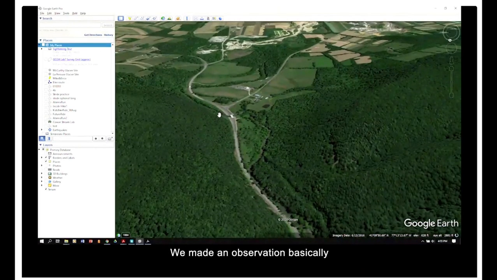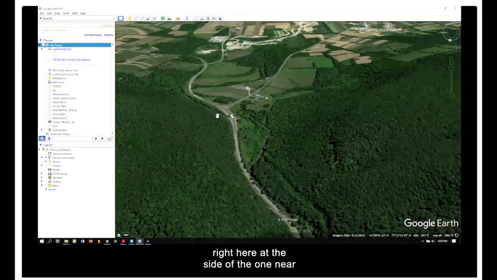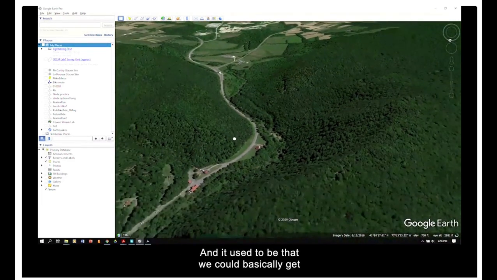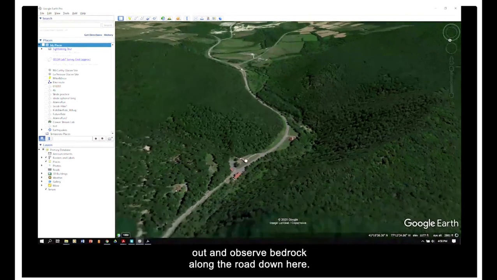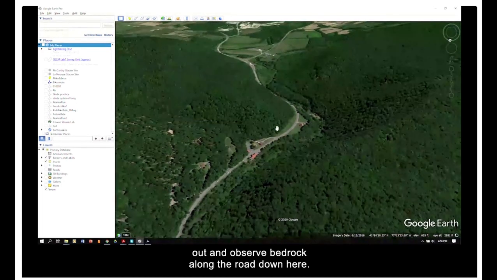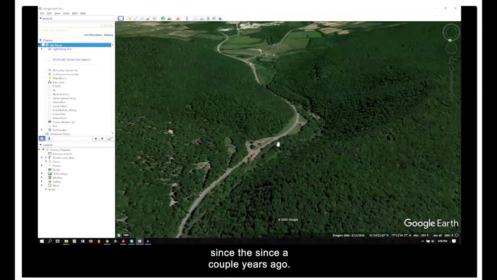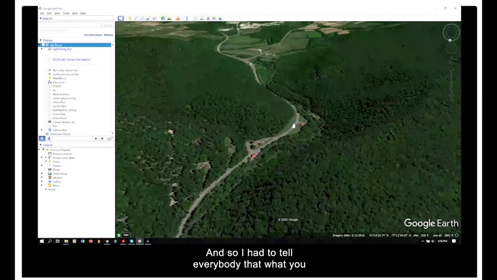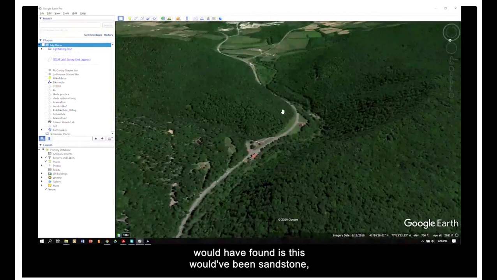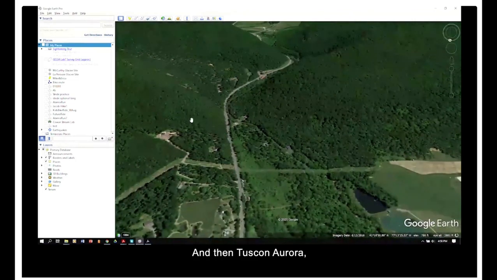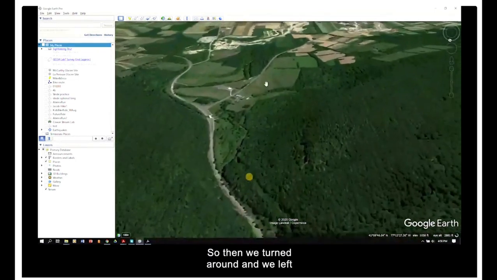We made an observation right here near the side of the road, where we could see shales again outcropping on the side of the road. And it used to be that we could get out and observe bedrock along the road down here, but it's been covered up in the last couple of years. And so I had to tell everybody that what you would have found is this would have been sandstone, specifically the Bald Eagle, and it was dipping to the north. And then Tuscarora, again, dipping to the north. So then we turned around and we left.